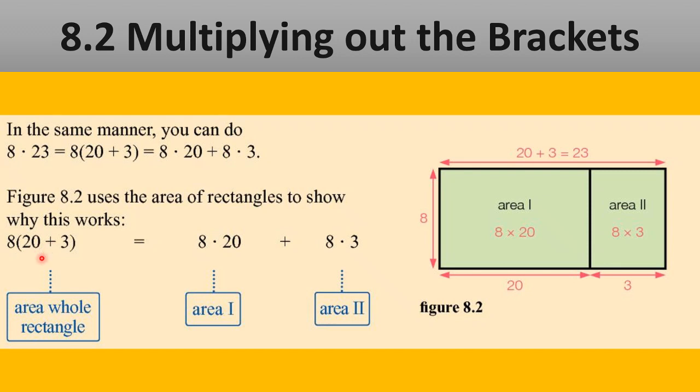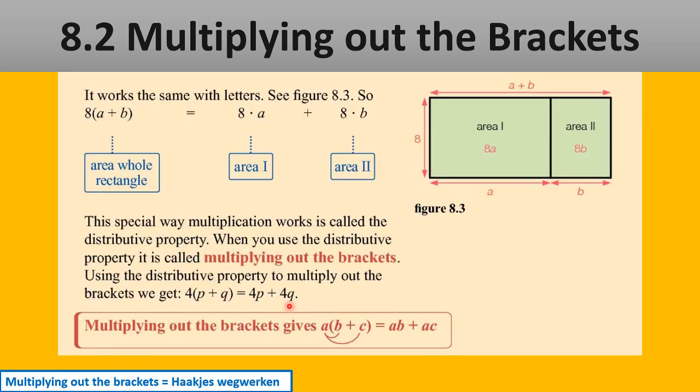Hey, if you put that inside of brackets, 8 times (20 plus 3), that must now give me the same as 8 times 20 plus 8 times 3, right? I just showed you 2 different ways to do it. They should give you the same area. If you don't find the same area, you're doing something wrong. So the area of the whole rectangle is the same as the area separately combined. And this gives me a new property to work with.